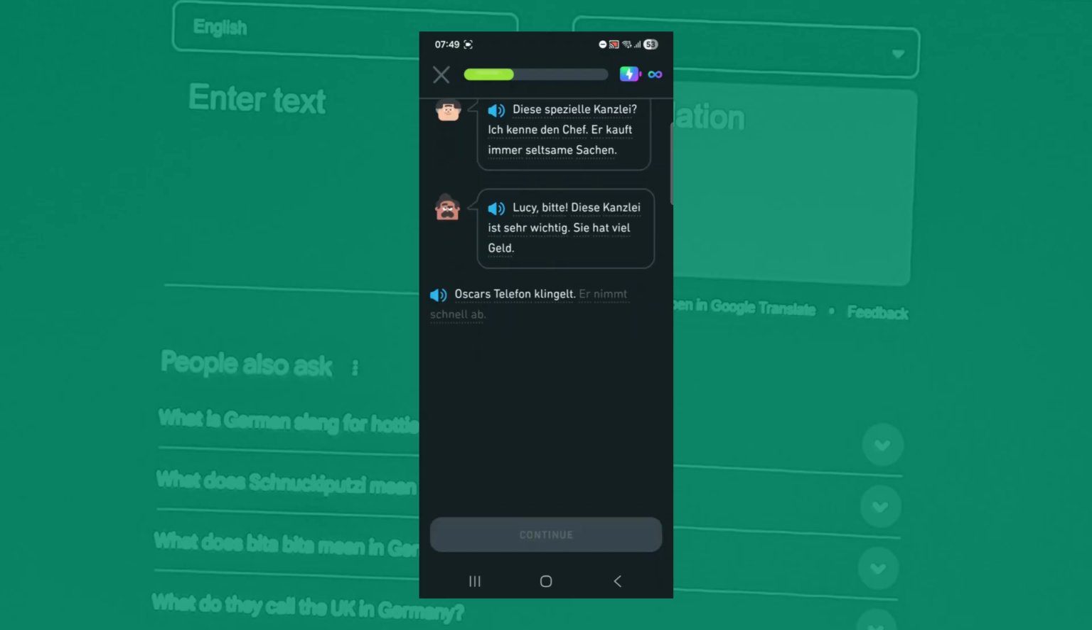Oscars Telefon klingelt. Er nimmt schnell ab. Oscar's telephone rings.